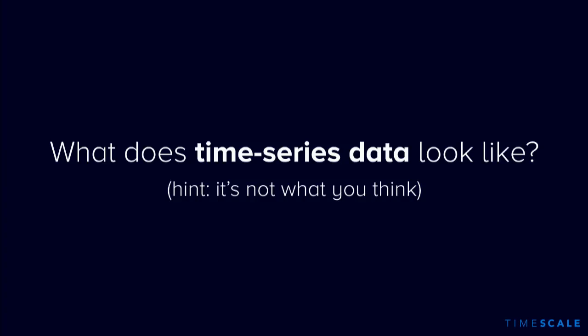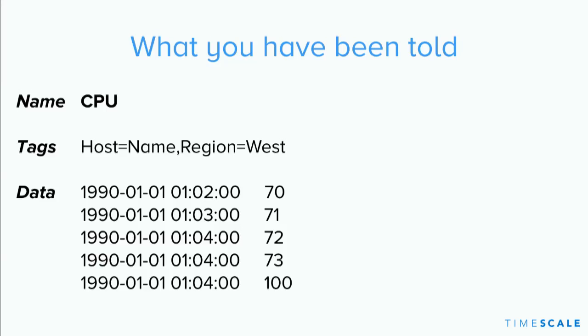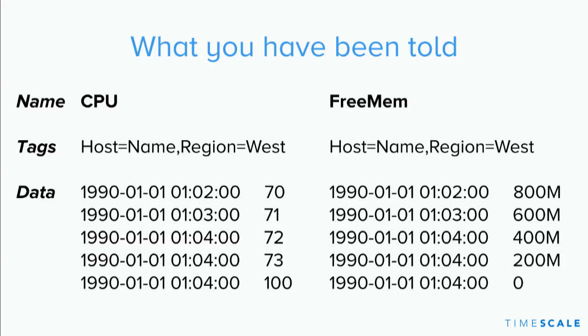And we think it actually doesn't look like what you might think it looks like. So this is what we've been told. We've been told that a time series generally has a name, like CPU, the thing you're measuring, and it has a set of tags associated with that name, and then a stream of essentially time measurement pairs. And then when you start recording something new, that's another time series, and now you have free memory, maybe the same set of tags, and another set of time measurement pairs essentially.